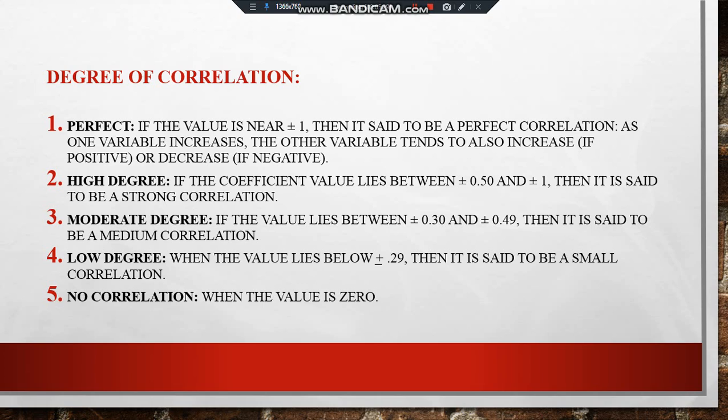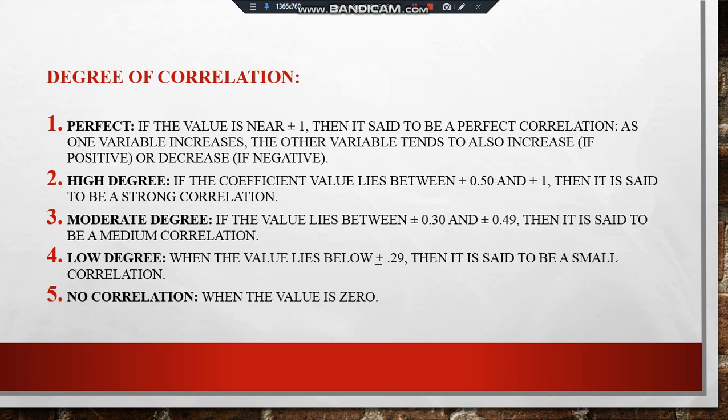High degree, if the coefficient value lies above 0.5, that simply means it has a strong correlation. Moderate degree, if the value lies between 0.30 and 0.49, then it's said to be medium or moderate. Then low degree, when the value lies below 0.29, then it's said to be small correlation. Then no correlation is when the value is 0. And remember, we can have three types of correlation: either it is negatively correlated, or it is positively correlated, or there is no correlation.